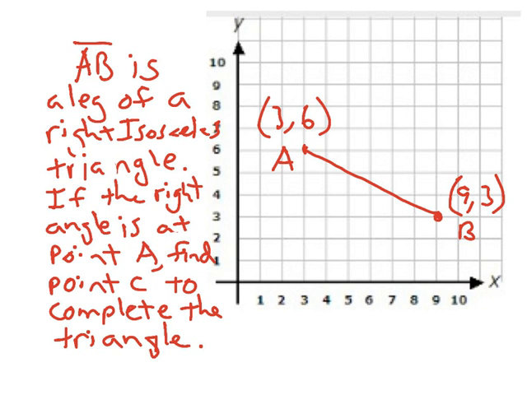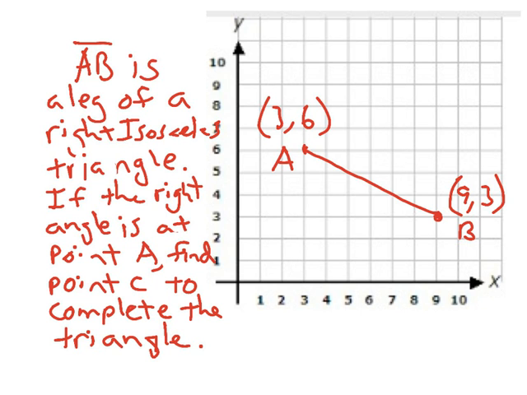Alright, here we have a second example. This one I start over here on a coordinate grid, and I have 2 points, point A and B. Coordinates of A are 3, 6, coordinates of B are 9, 3. Over here on the right-hand side it says AB, so this segment, is the leg of a right isosceles triangle. The right angle is at point A. Find point C to complete the triangle.